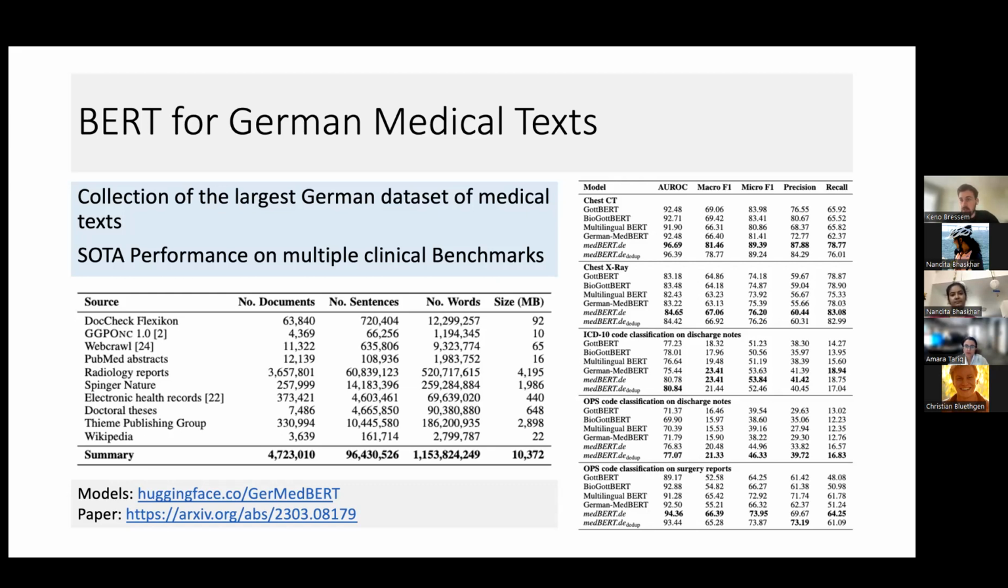And we trained 2 BERT models on that. So we trained BERT style, that means just masked language modeling, no next sentence prediction. And we trained on 2 different versions of the data.